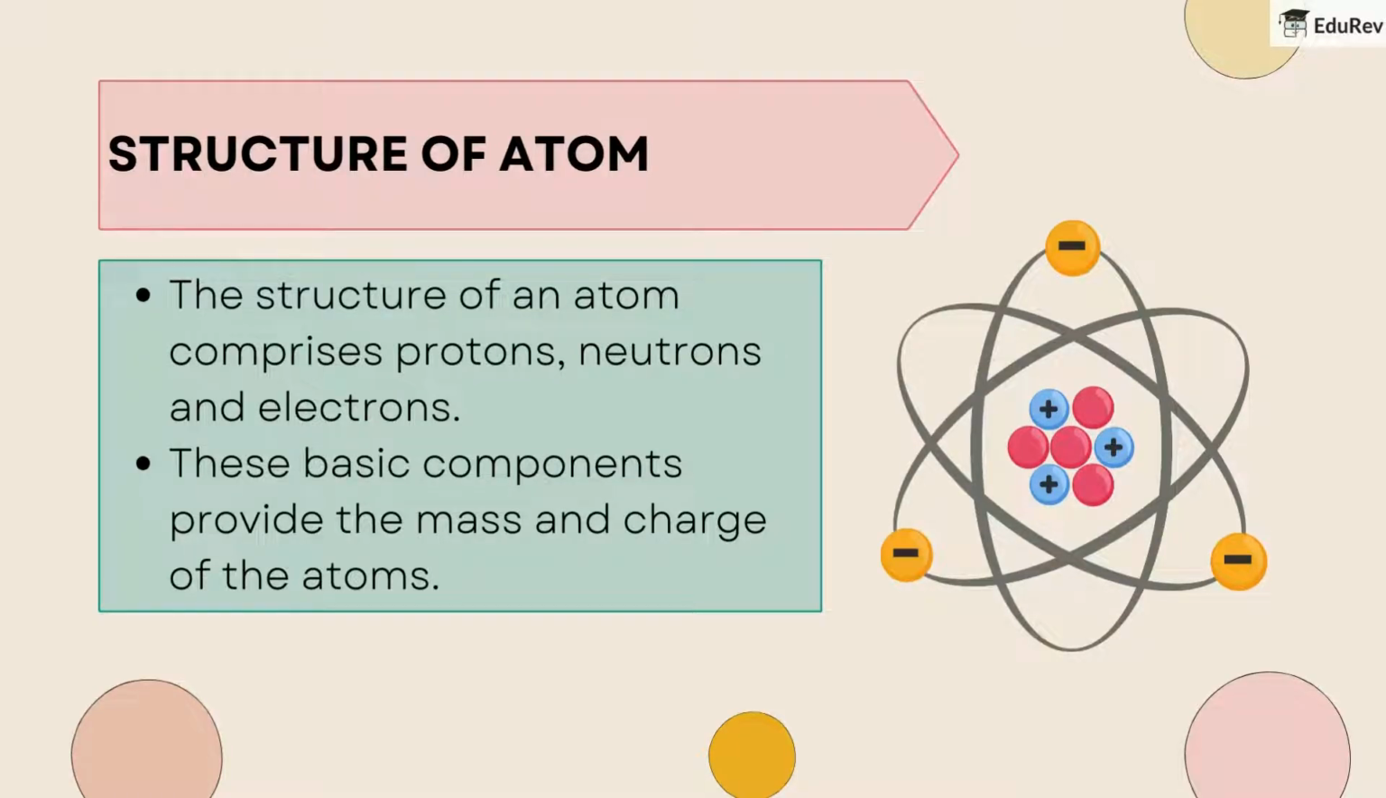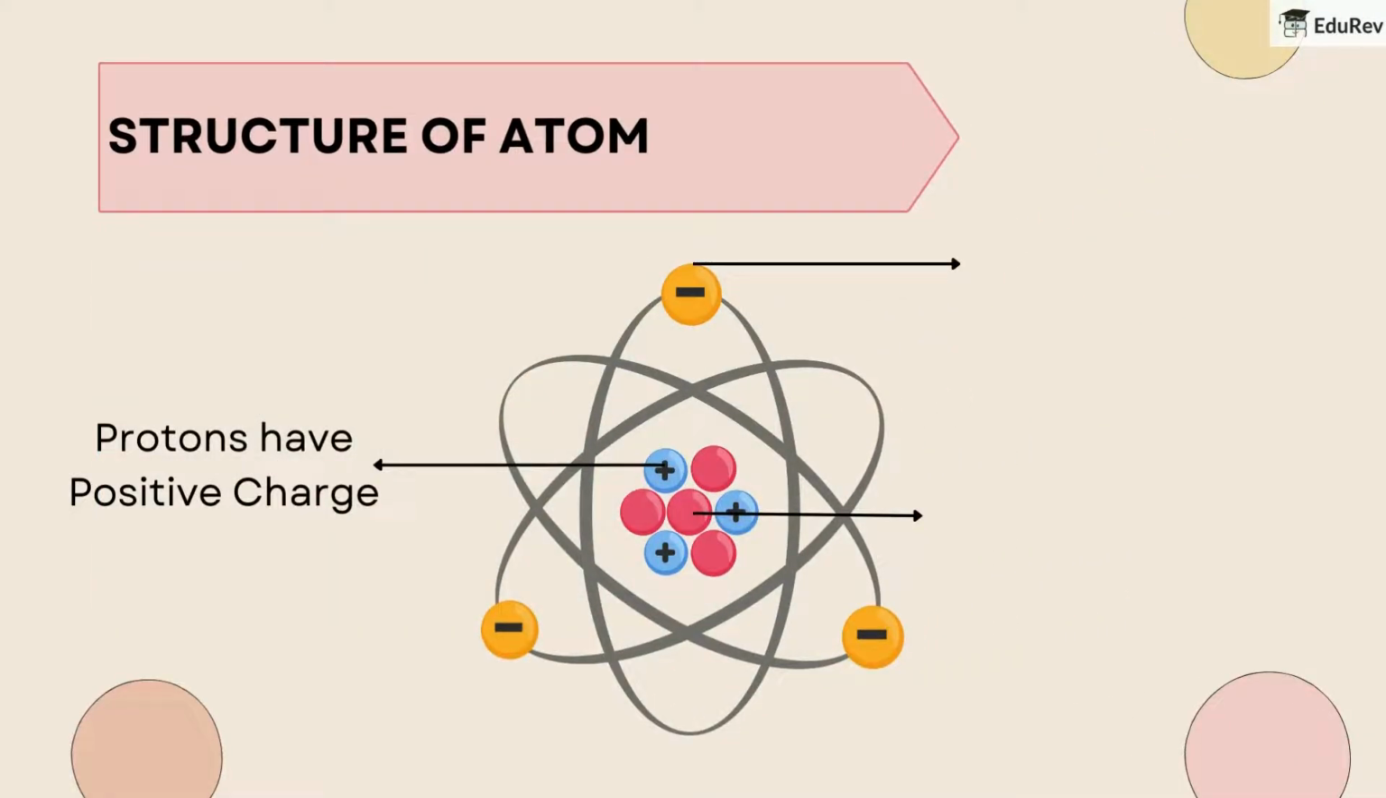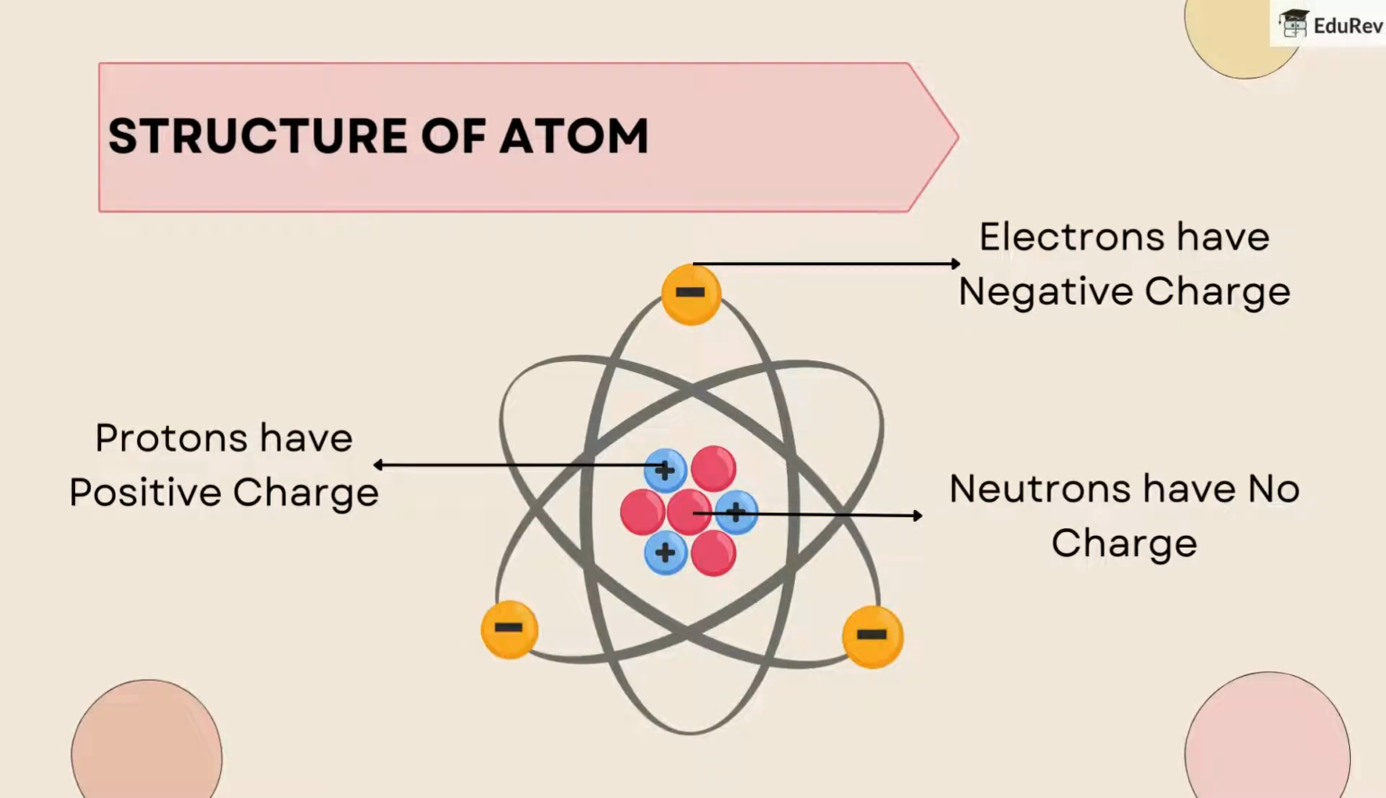These basic components provide the mass and charge of the atoms. Protons have a positive charge, electrons have a negative charge, and neutrons have no charge.